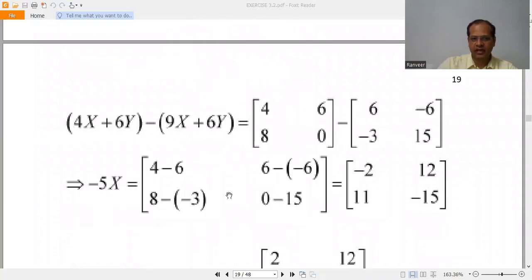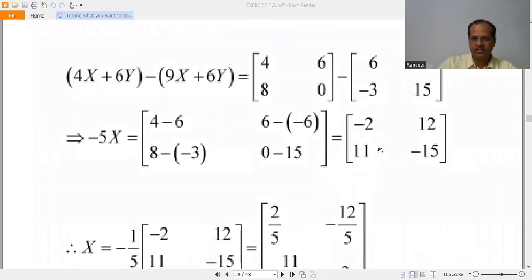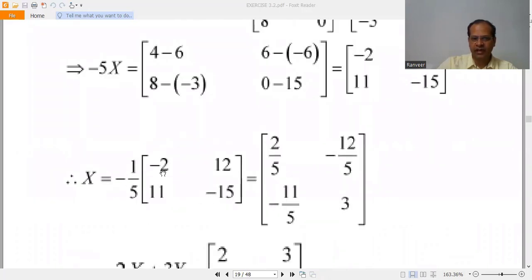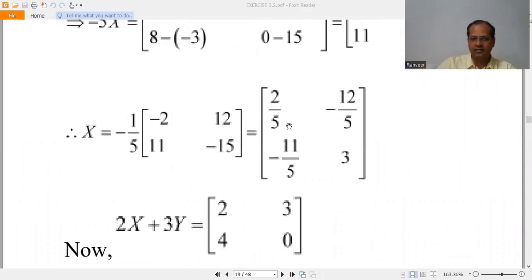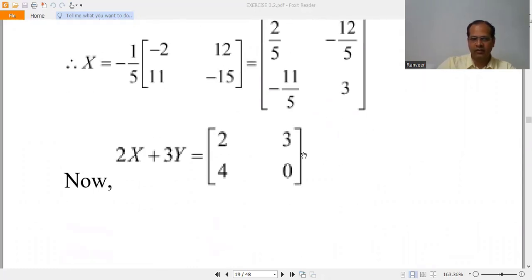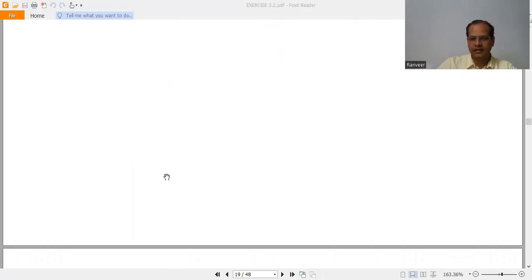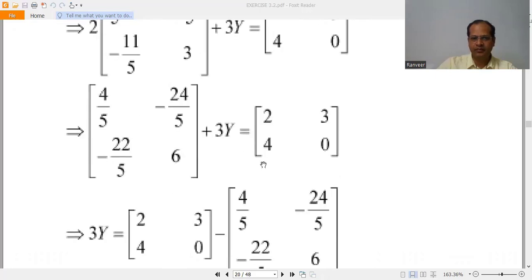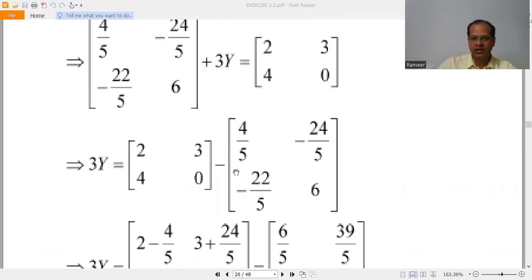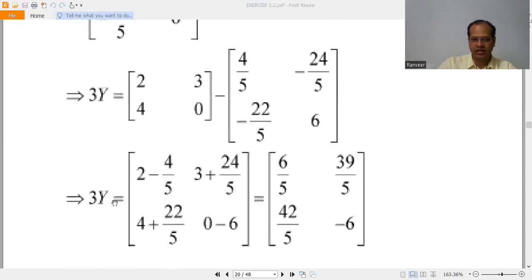Just subtracting, this is minus 5x, and you can do the calculation easily. The x value is minus 1 by 5, and this is the matrix. Just multiply by minus 1 by 5 in all the elements, and we have to substitute in any particular matrix, and we will get the value of x. So this is the way we can find it out. This is just a linear equation, you can solve it and match your answer.